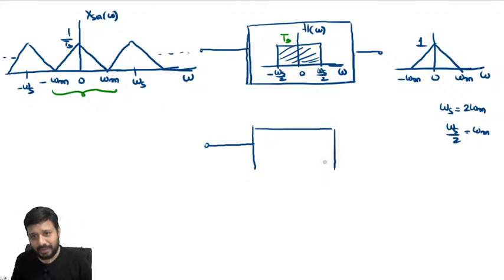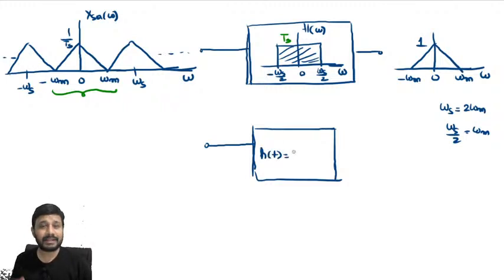First of all, look here. See, in frequency domain I am taking the frequency response. In time domain, what is the equivalent of frequency response? It is the impulse response, because impulse response and frequency response form a Fourier transform pair. We know. Now what could be the impulse response of this low pass filter? Can anybody tell me?